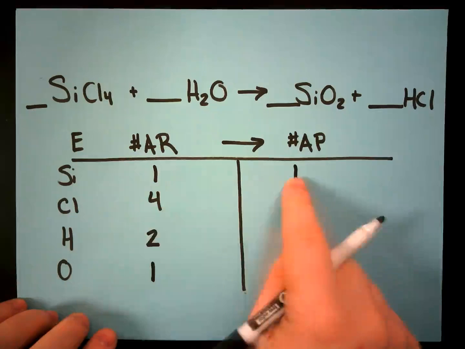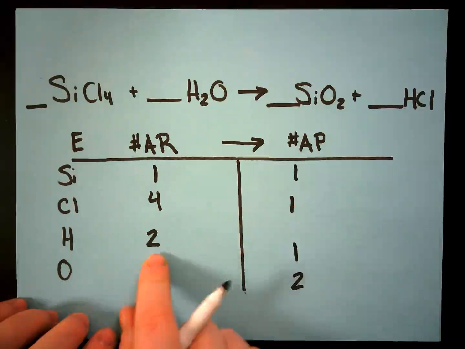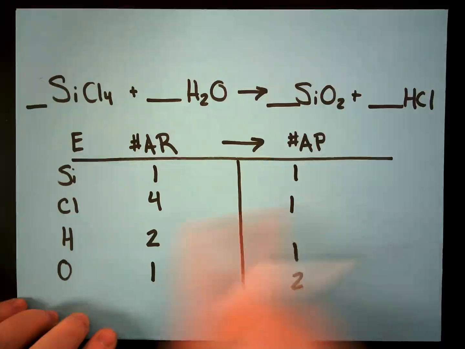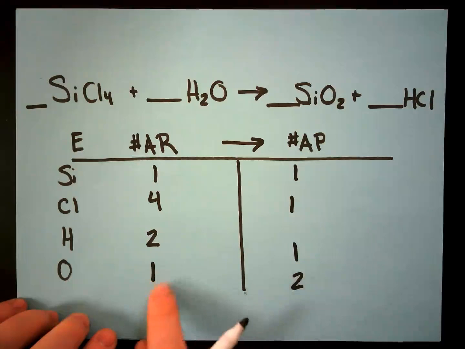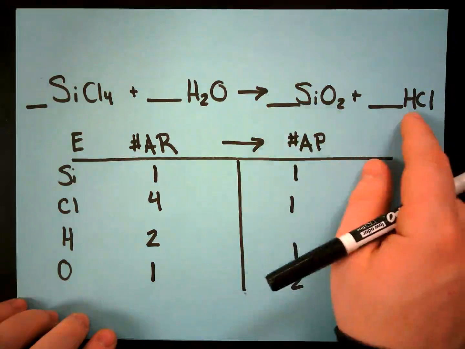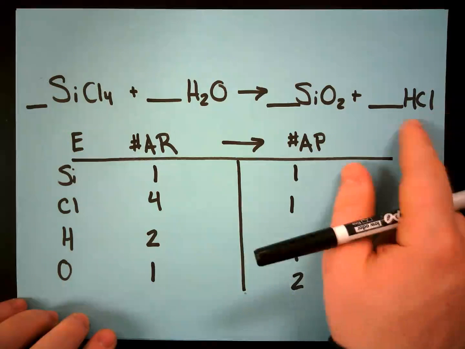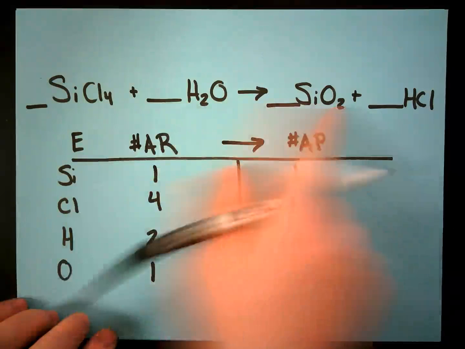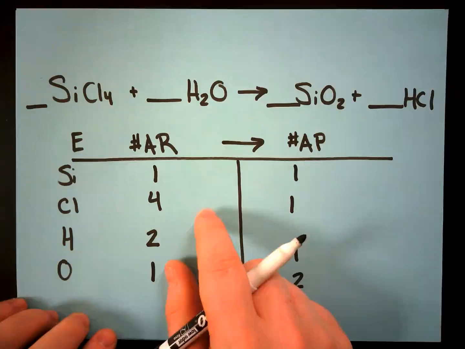So silicon, it looks like I really can't do anything with that. Chlorine, need to get this guy from 1 to 4. Hydrogen needs to go from 1 to 2, and then oxygen over here needs to be 2. Okay, and then just to double check, it looks like this is nothing but a classic double replacement reaction here, which it's possible that we haven't covered that yet, but all it means is that basically chlorine and oxygen swap places.